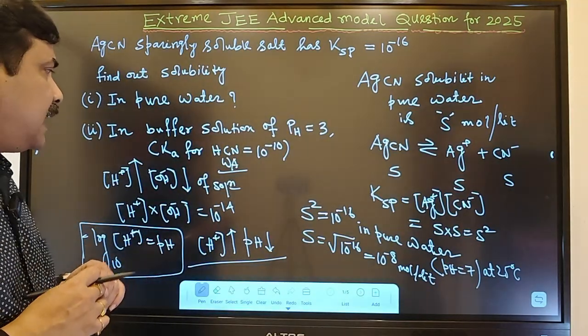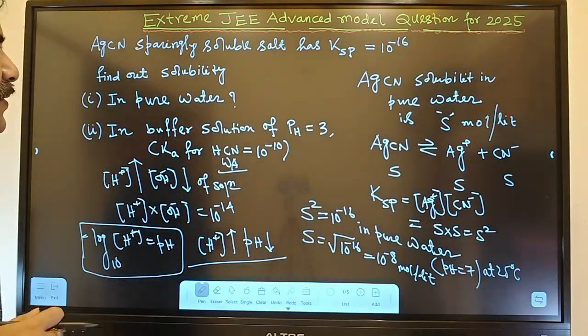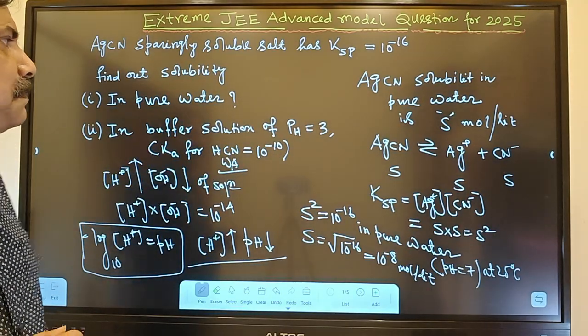So now if you look at the next part of the problem, what is going to happen in the buffer solution of pH 3?